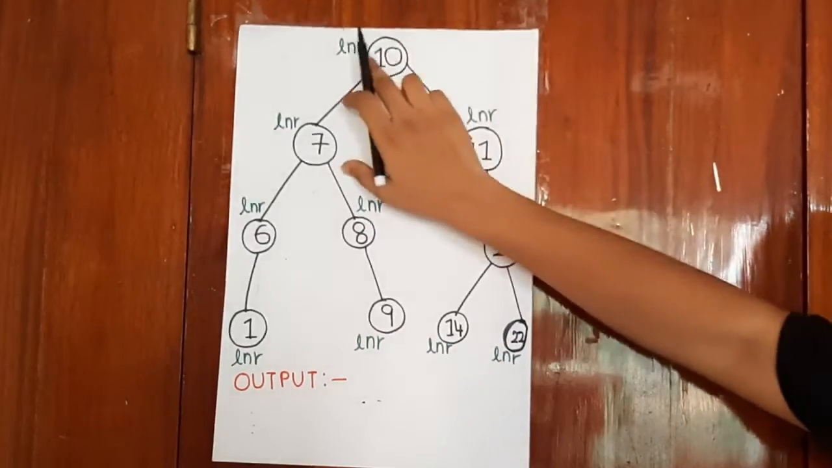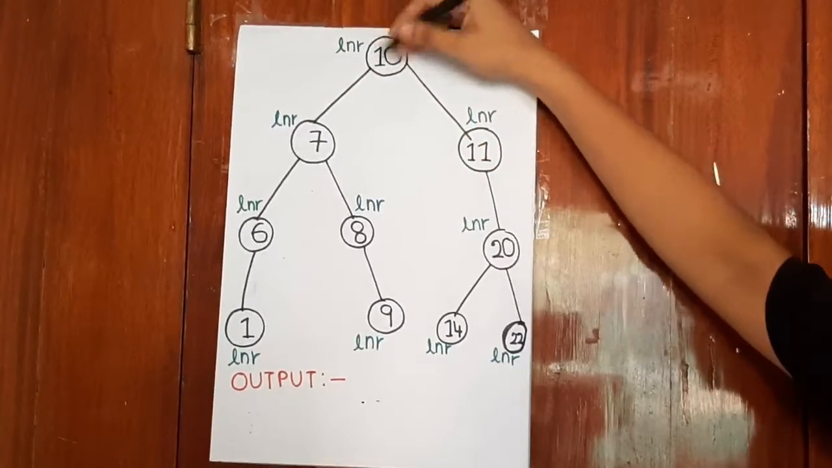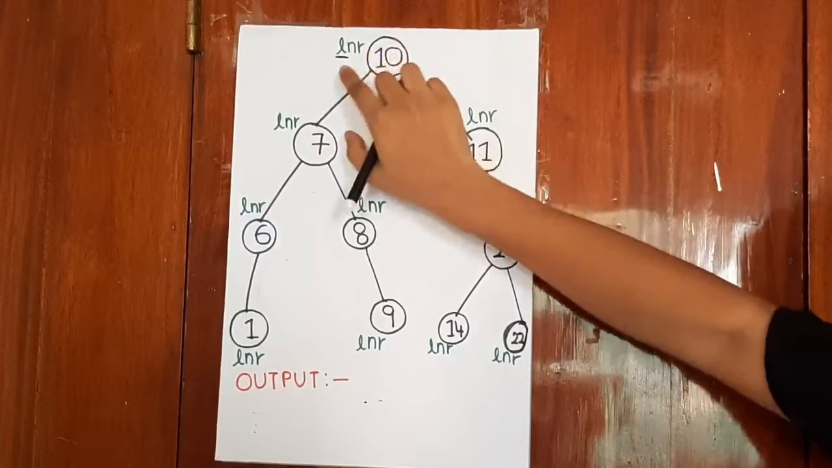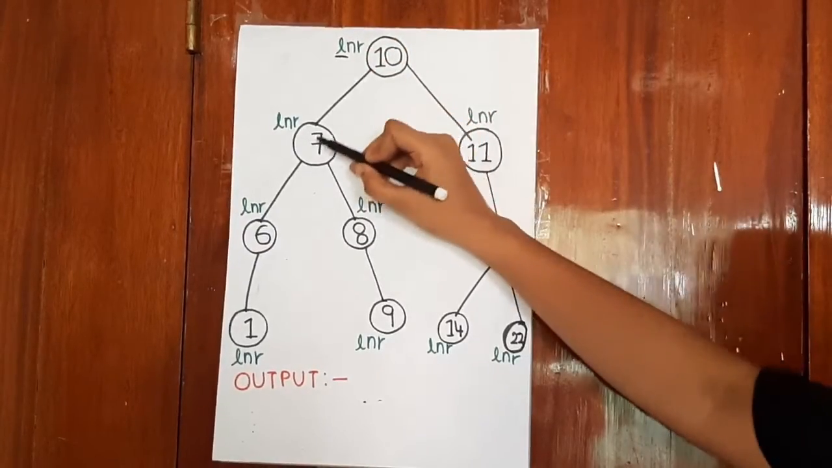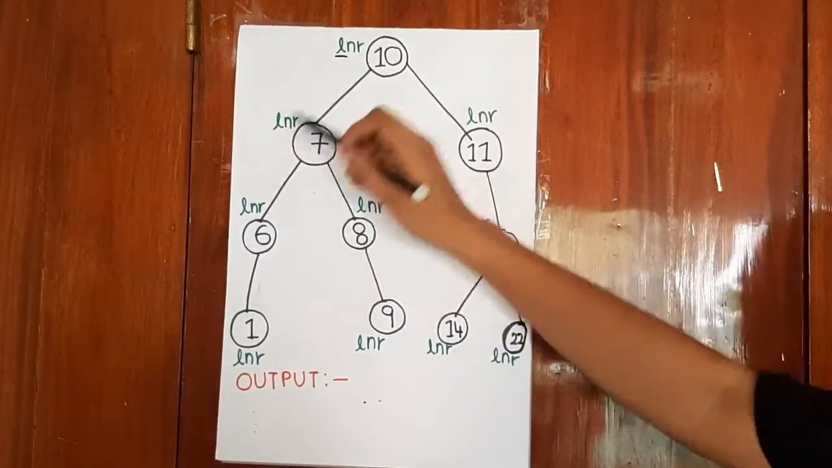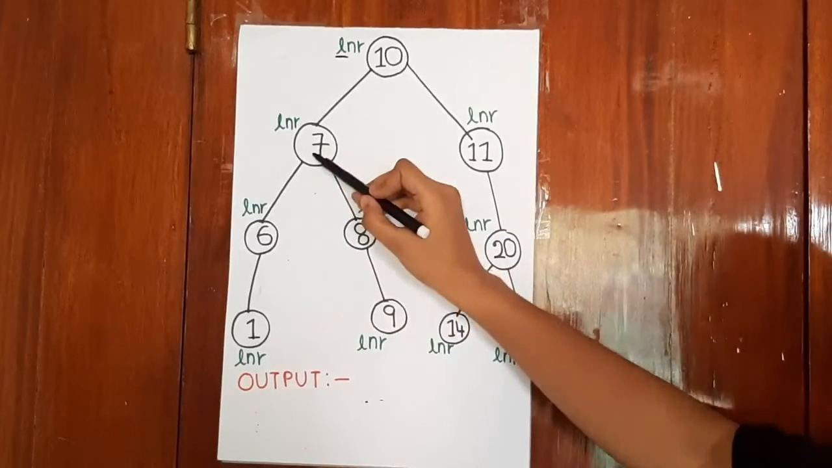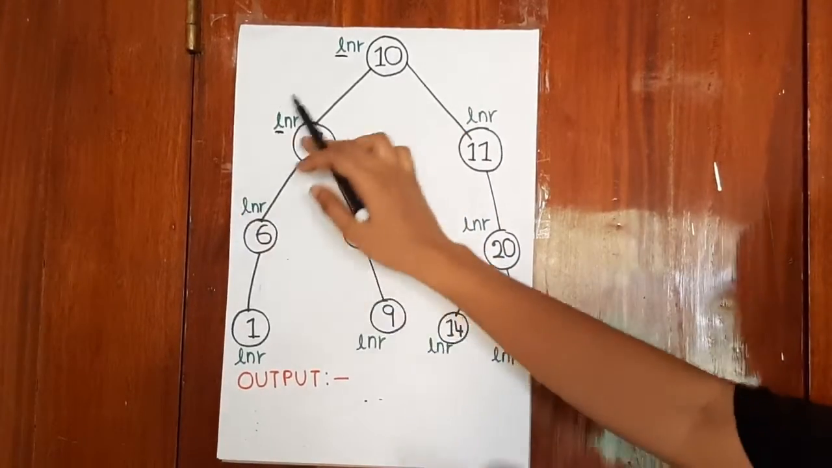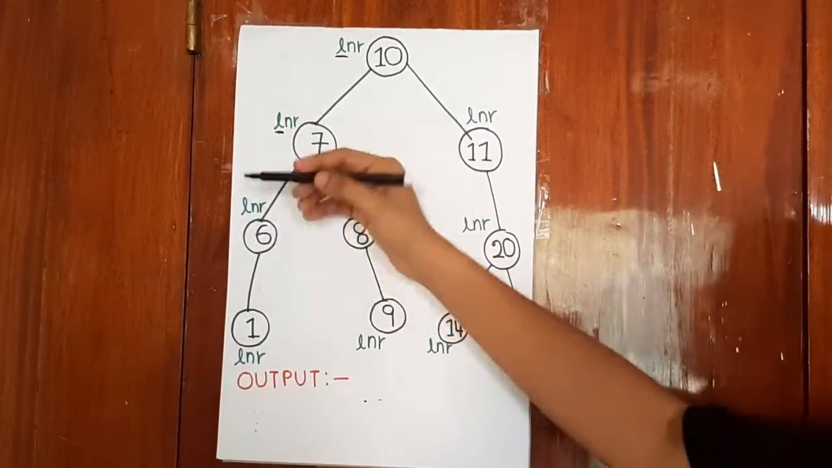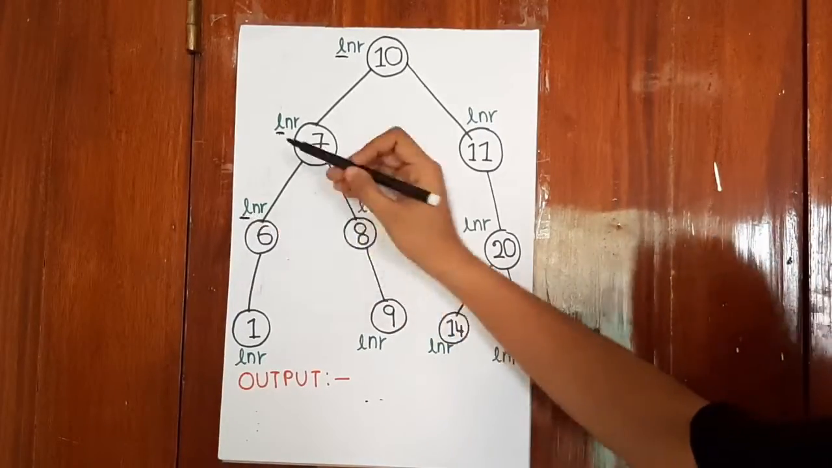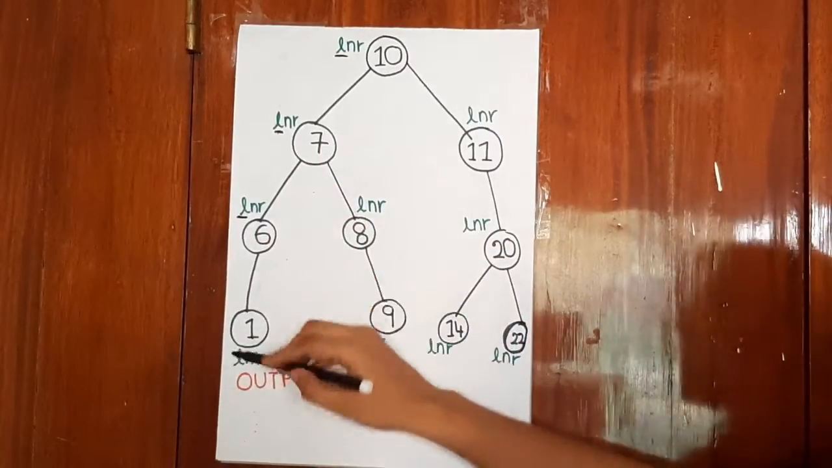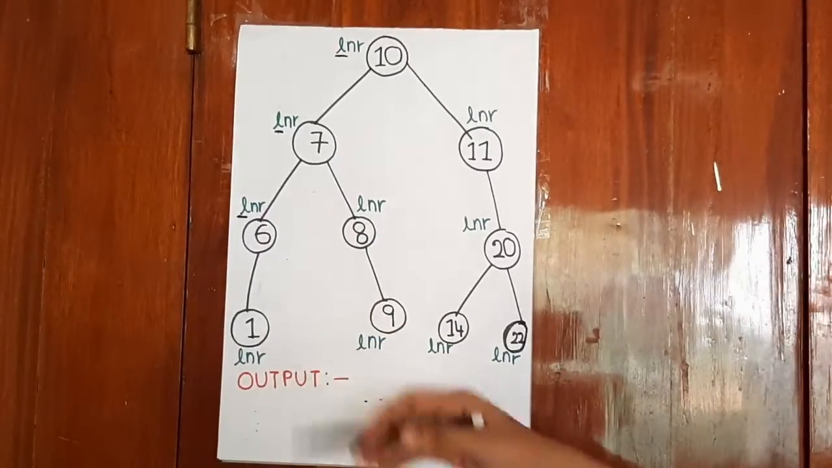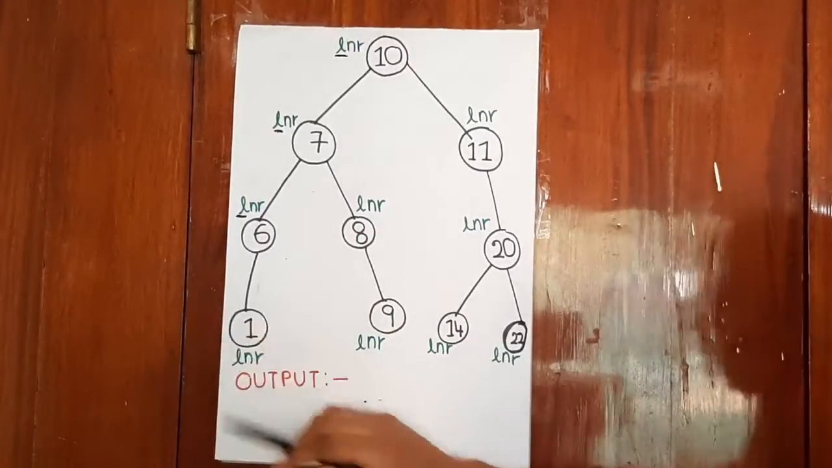When we consider this node, first I have to focus on the left side of that node. The left side of that node is 7. So I just have to focus on the left side of this node. The left side of this node is 6. And I have to focus on the left side of this node. The left side of this node is 1. The value of that node is 1.